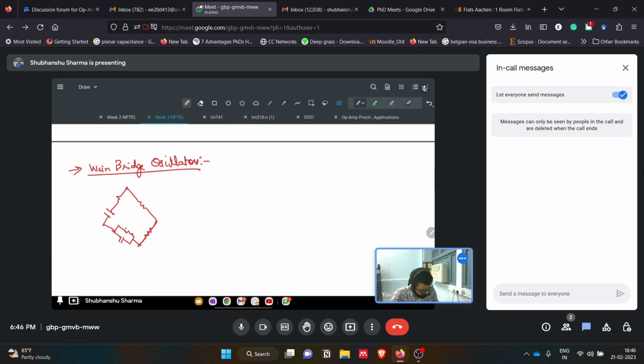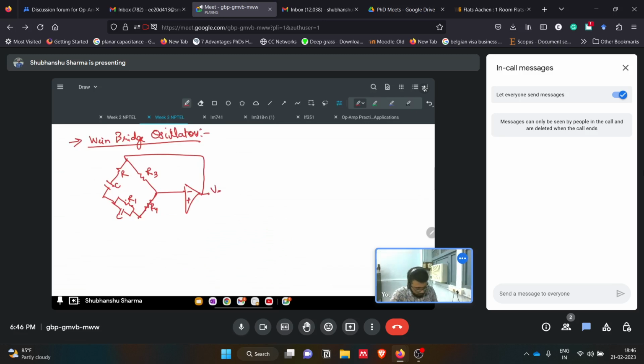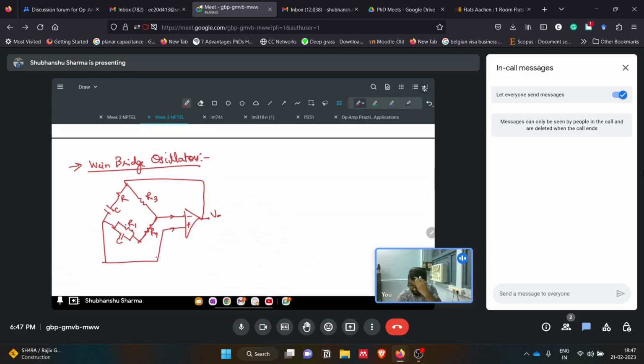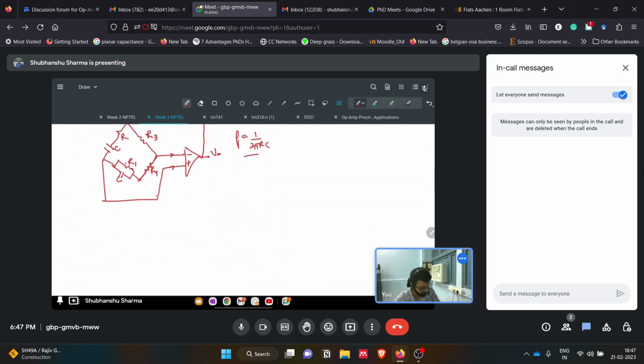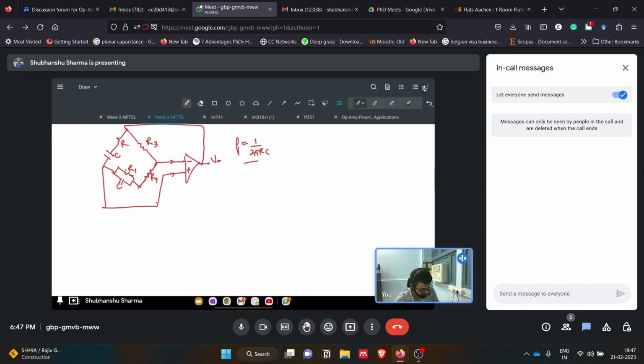This circuit works in both negative and positive feedback conditions. So this is negative, this is positive, and this is R, this is C, this is C, this is R, R3, R4, and R1. This is V naught. So we have a positive feedback and a negative feedback in this circuit. The frequency of this is given by 1 by 2 pi RC. You did this in the week 3 lectures.